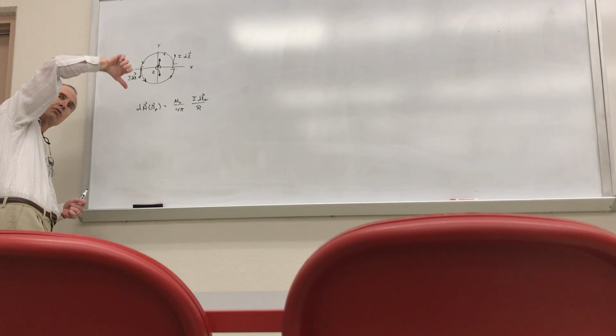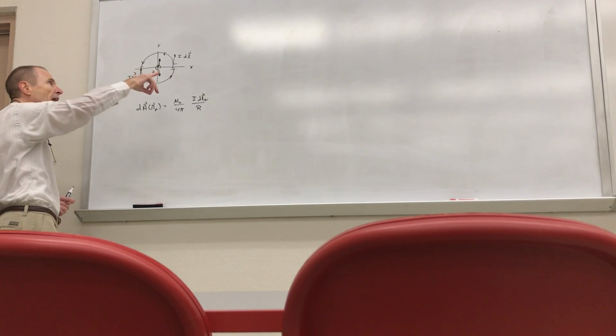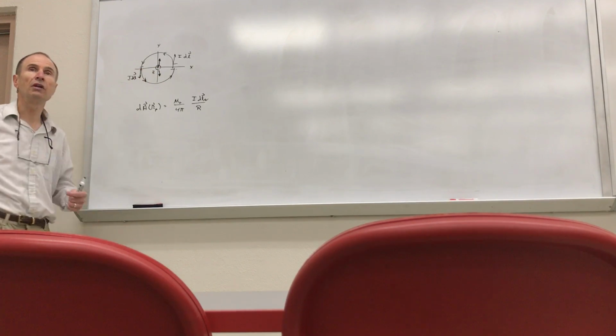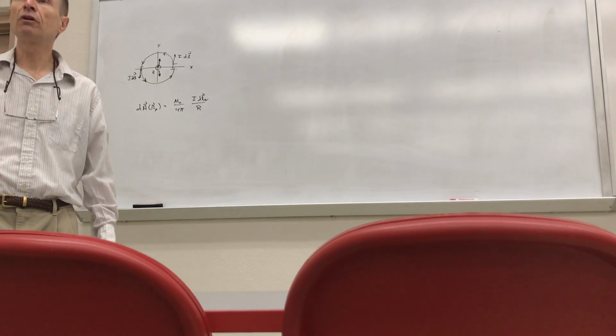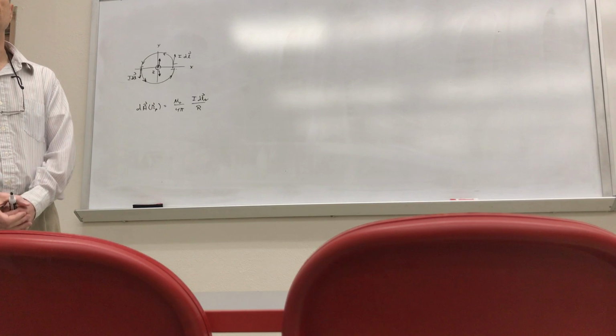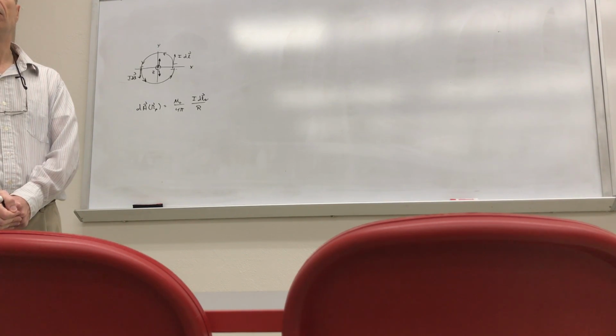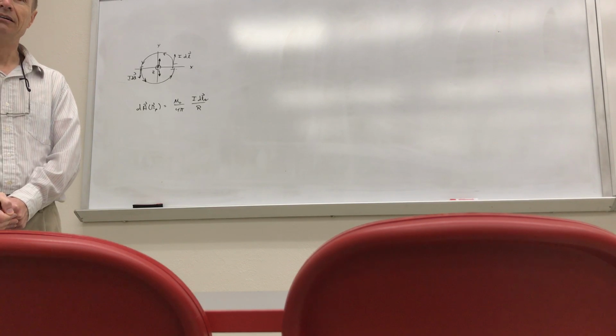But that doesn't subtract, does it? It actually adds to the field on the z-axis. So the field on the z-axis can't be equal to 0, can it? So now what?